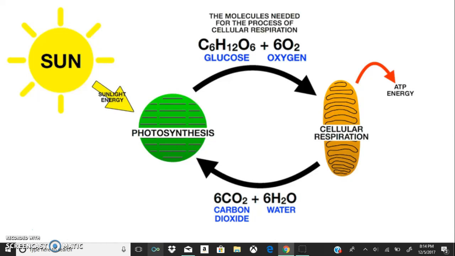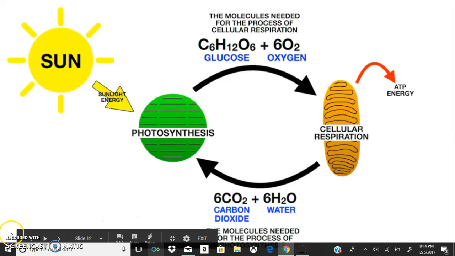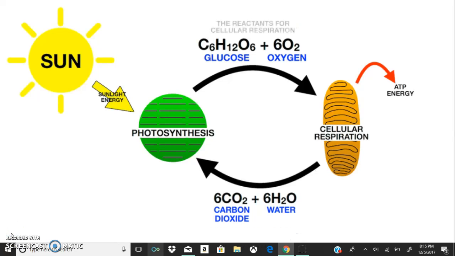So, you could put that glucose and oxygen are the molecules needed for the process of cellular respiration because you need those in order to perform cellular respiration. And you could also say that for photosynthesis, you could call carbon dioxide and water the molecules needed for the process of photosynthesis. You could also say that glucose and oxygen are the reactants for cellular respiration because you need that, of course, to do cellular respiration. And you could say the same for the reactants for photosynthesis, which are carbon dioxide and water.